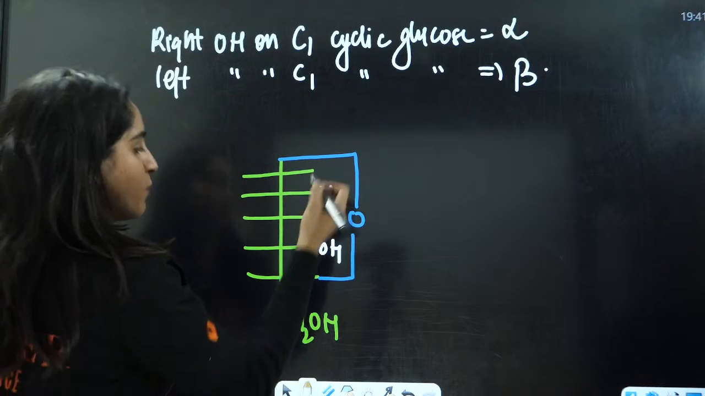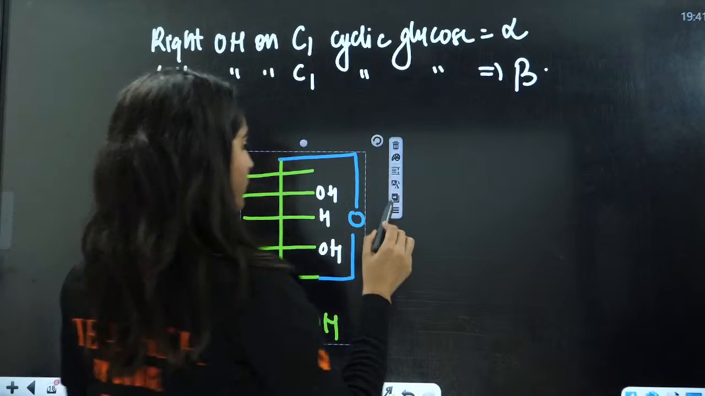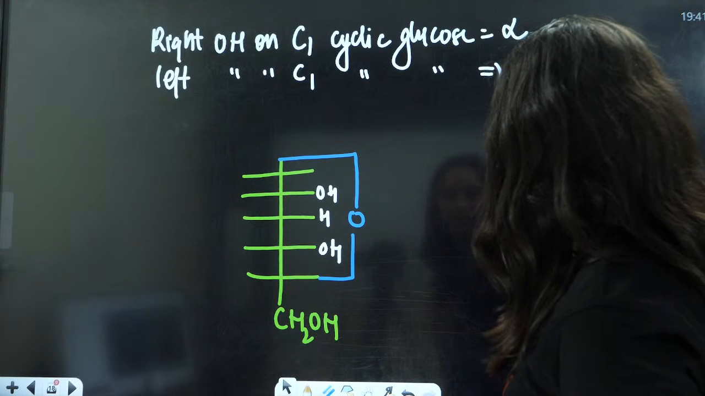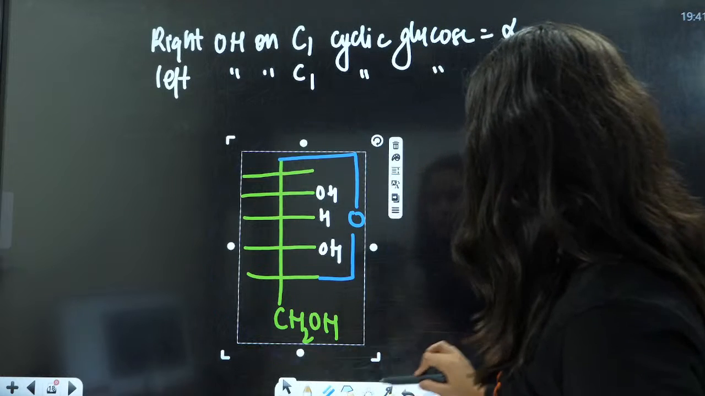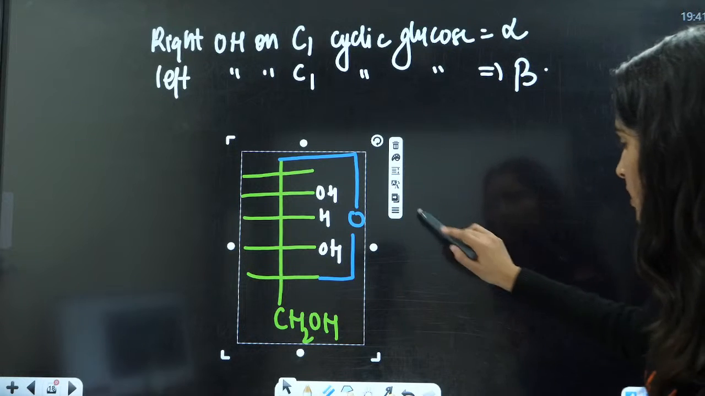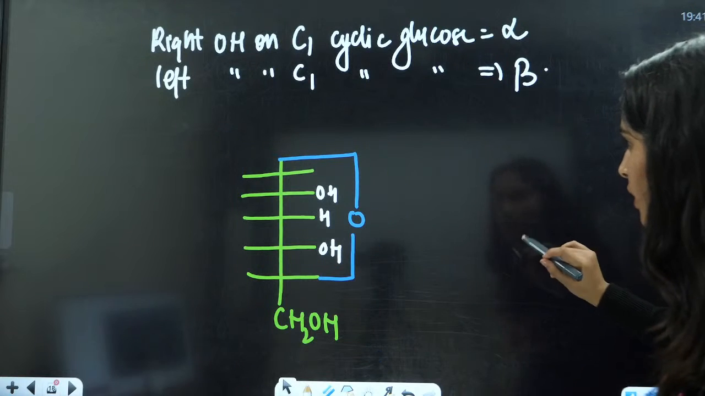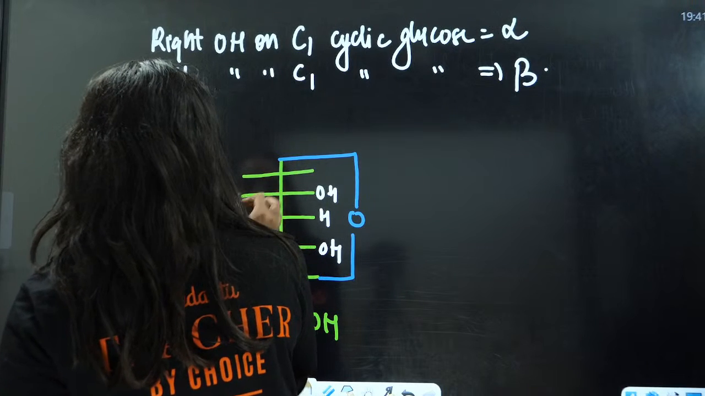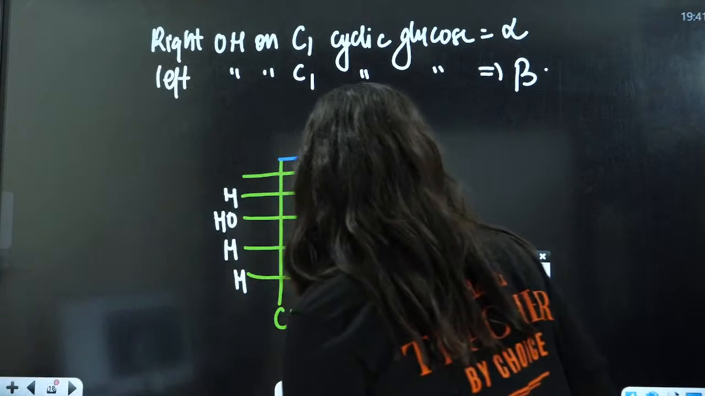And on carbon number 1, draw this, copy this structure. If I am able to copy this, yes. I'm not able to copy this. Okay, I don't know how to copy this. Don't worry, I'll just write it down again. This is H. This is H. This is H, right?